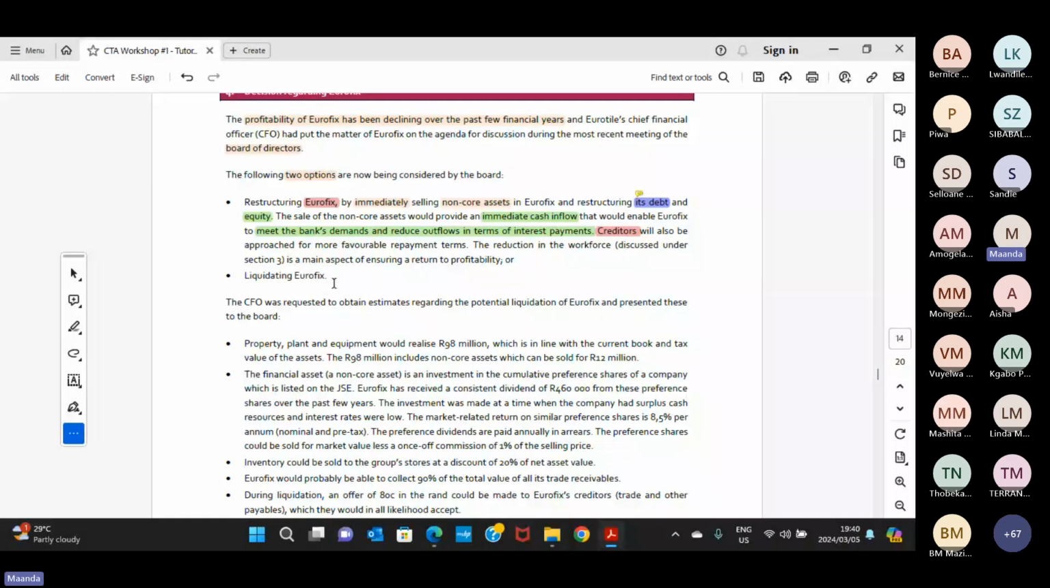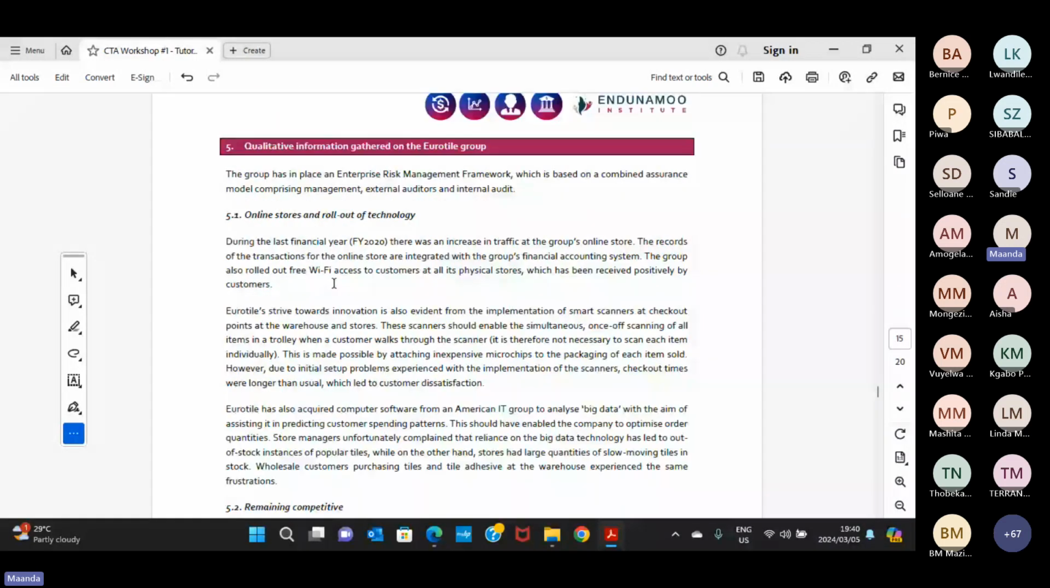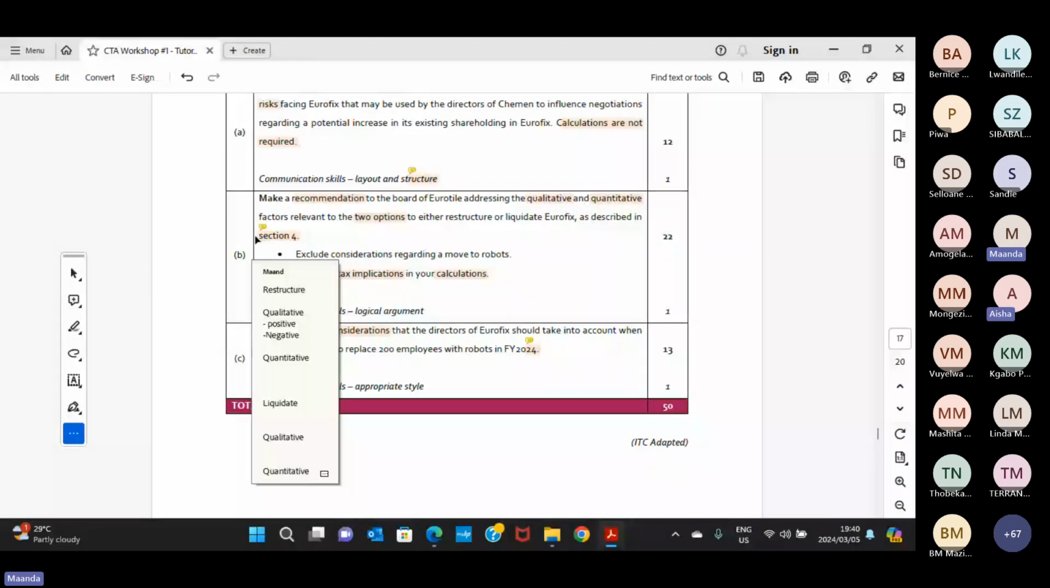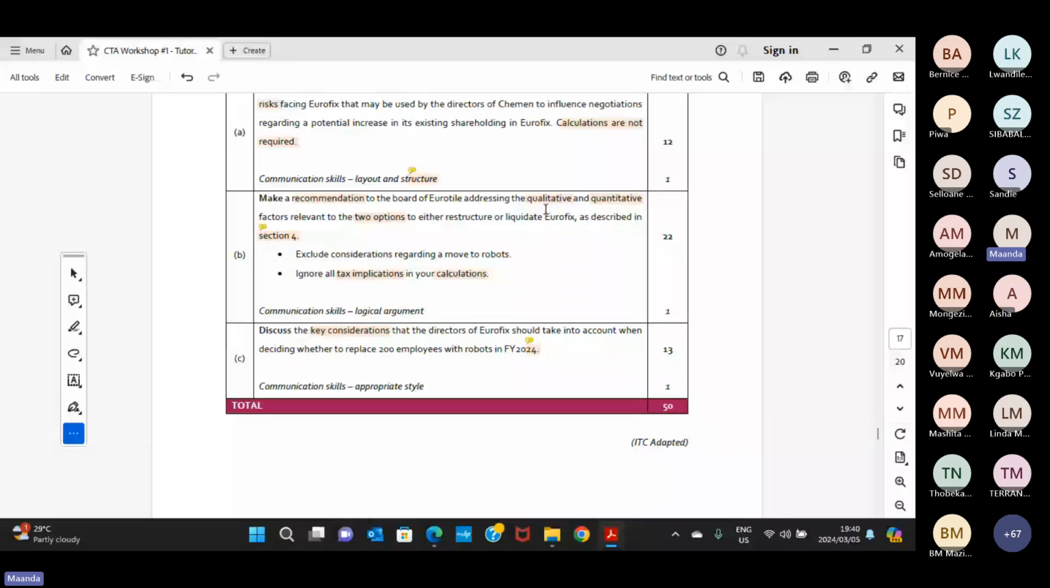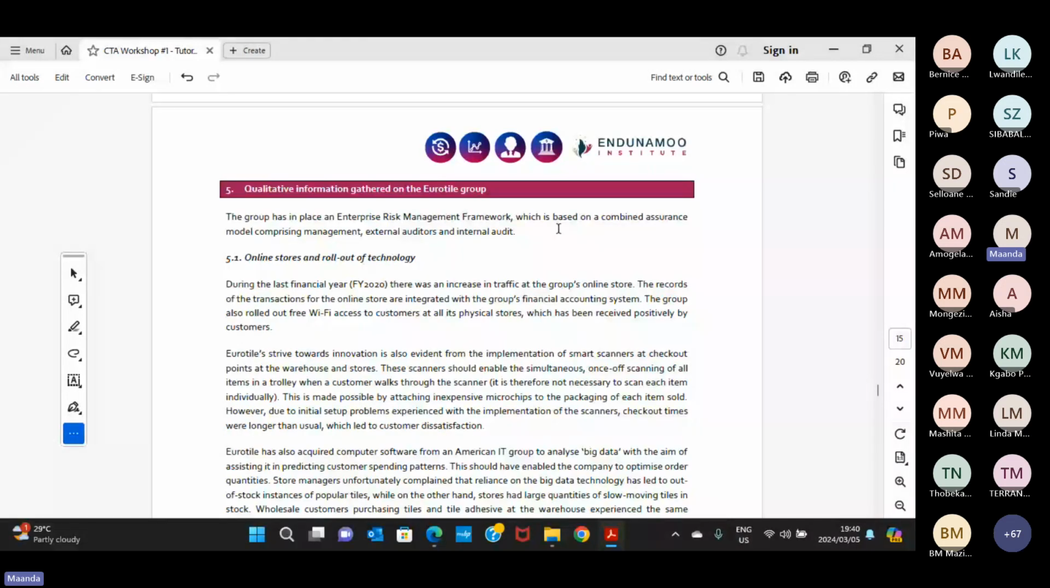Okay, I hear you. Thanks for that. So, okay, let's then go to the required, right? And then I can touch on your point. So the required is saying make a recommendation to the board addressing the two options, either to restructure or liquidate. And then we are told that the board is sitting to discuss these issues.